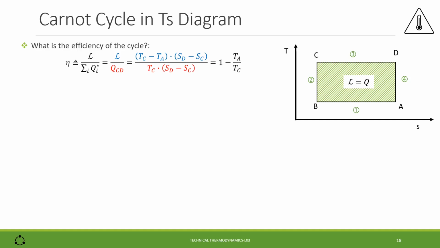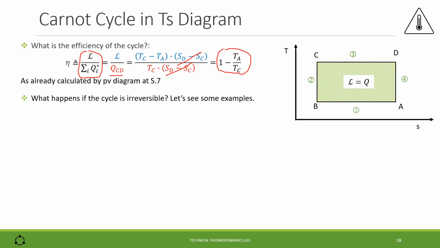The efficiency, by definition, is the ratio between the thermodynamic work and the sum of the positive heat. But the positive heat is only the heat over the transformation CD. We write the expression of the work at the numerator, the expression we have found in the previous slide, and the expression of the heat at the denominator. Eventually, we recognize that those cancel out and remains only the expression already calculated by the PV diagram at slide number 7. What happens if the cycle is irreversible?